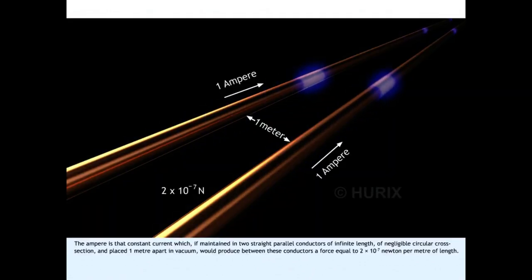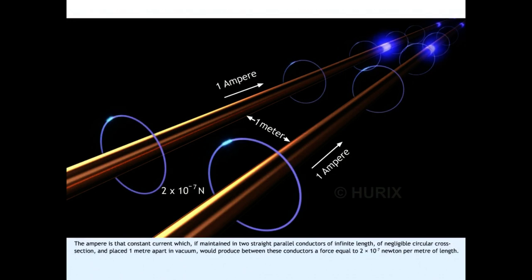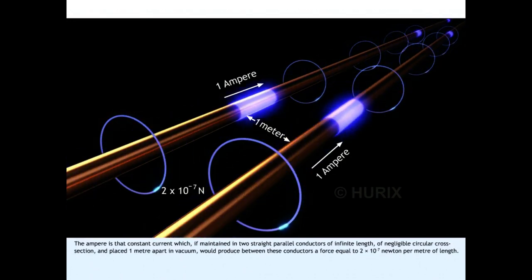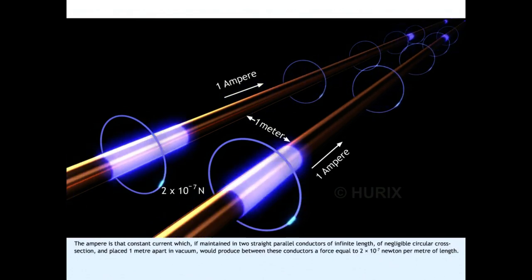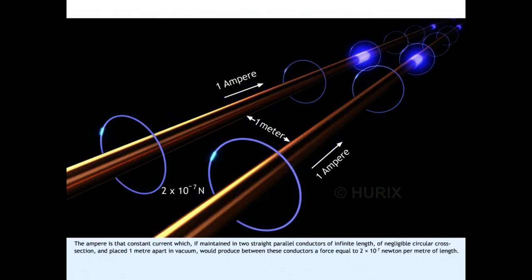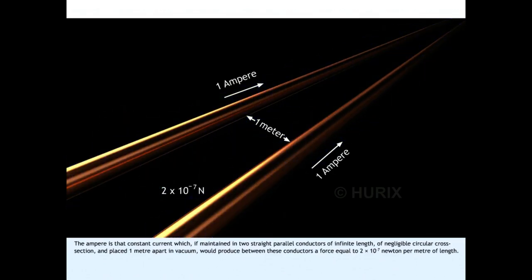The ampere is that constant current which, if maintained in 2 straight parallel conductors of infinite length, of negligible circular cross-section, and placed 1 meter apart in vacuum, would produce between these conductors a force equal to 2 × 10⁻⁷ Newton per meter of length.